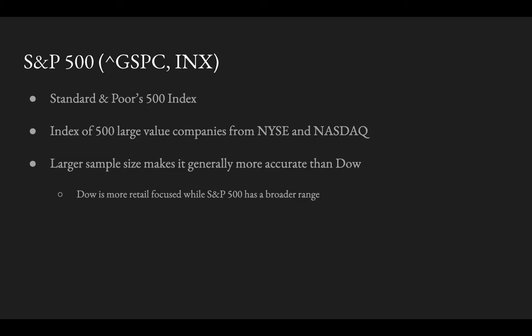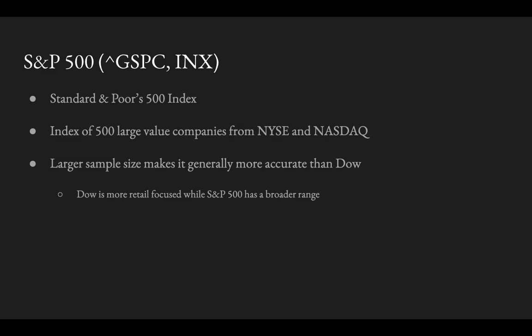So similar to the Dow Jones, it takes companies from both the NYSE and the Nasdaq, but instead of being 30 companies, it's 500 companies. Just like in math or statistics, if you have a larger sample size, chances are it's a better representation and a better data set. Therefore, the S&P 500 is a better indicator of the economy's overall health.